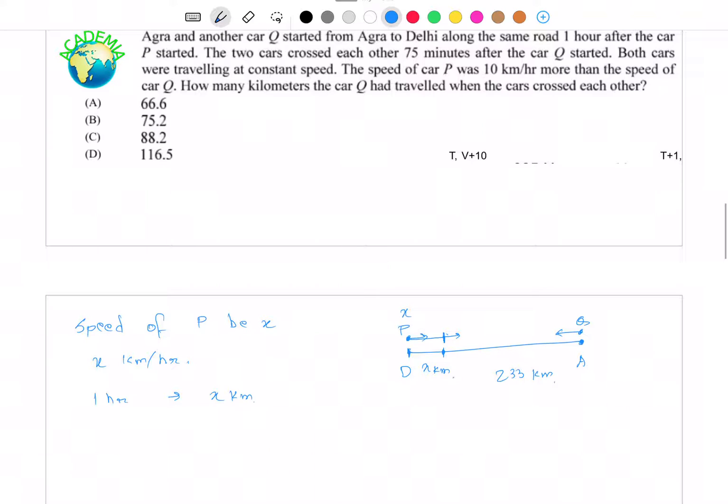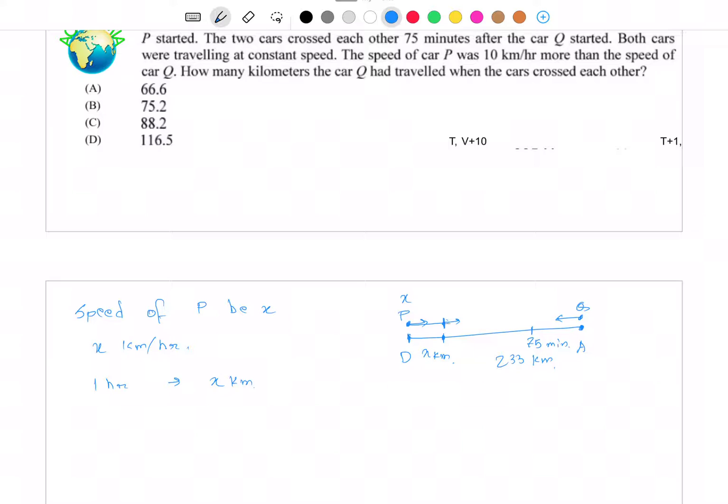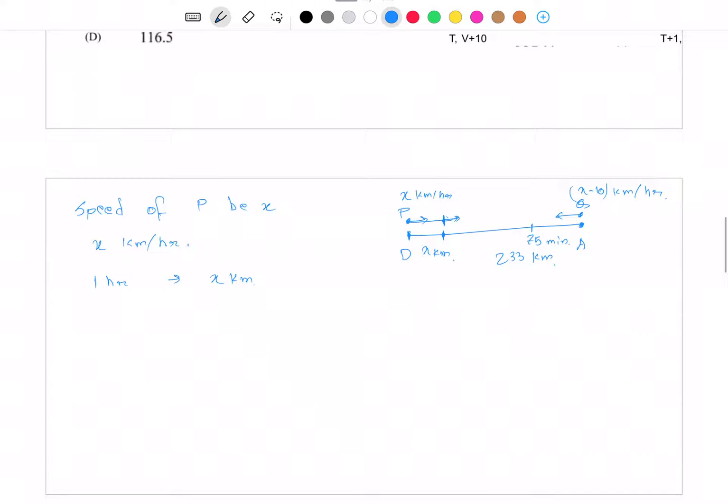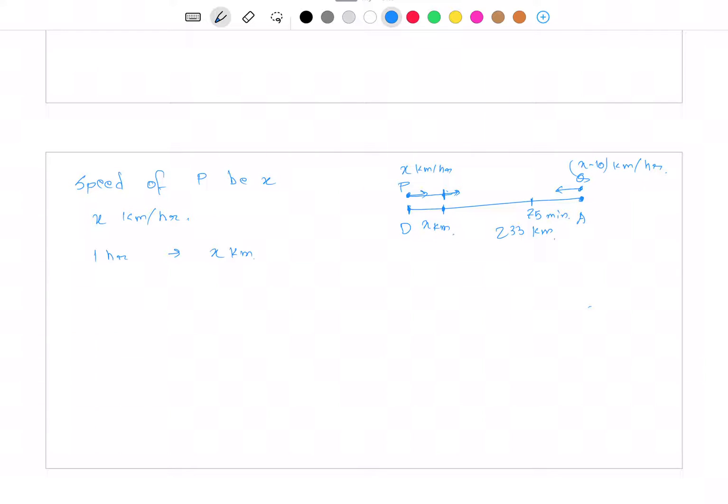Next, it is said that these two cars would cross somewhere, suppose here, after 75 minutes. Both cars are traveling at a constant speed, so there is no acceleration, and the speed of car P is 10 kilometers per hour more. If this is x kilometers per hour, then Q would be x minus 10 kilometers per hour. Now they cross after 75 minutes. 75 minutes equals 60 minutes plus 15 minutes, which is 1 hour plus 0.25 hour, so 1.25 hours.